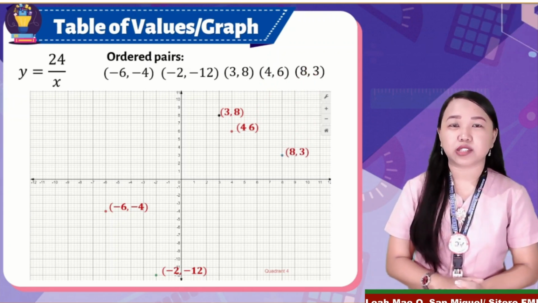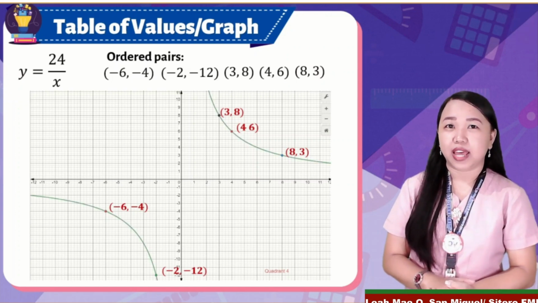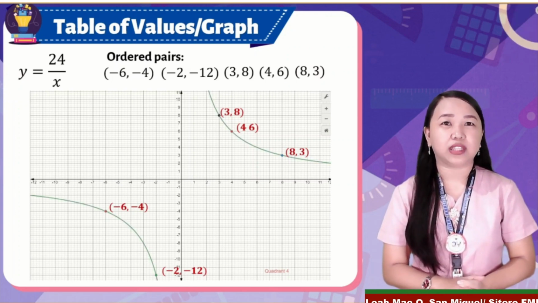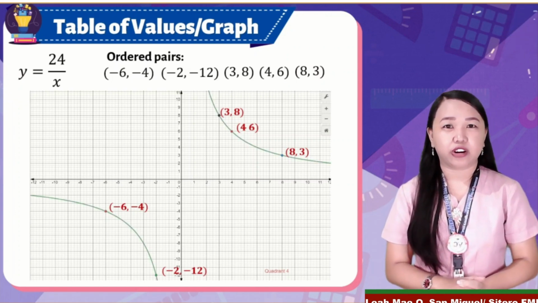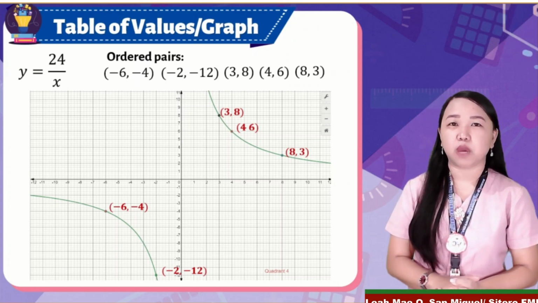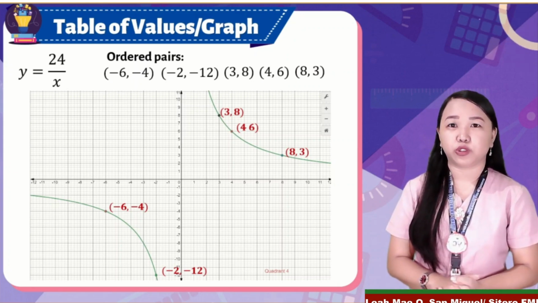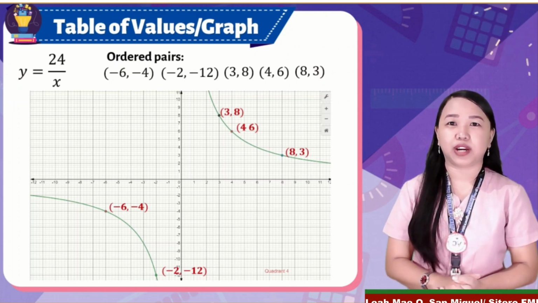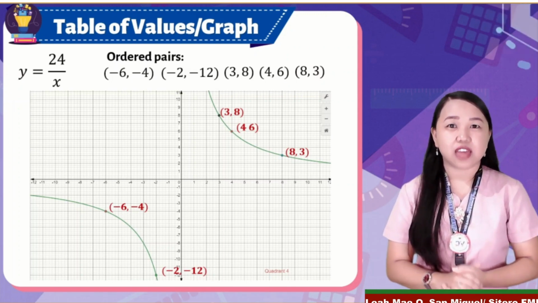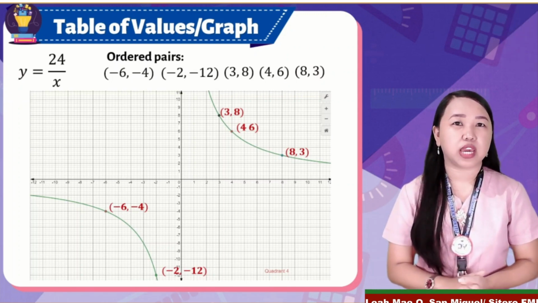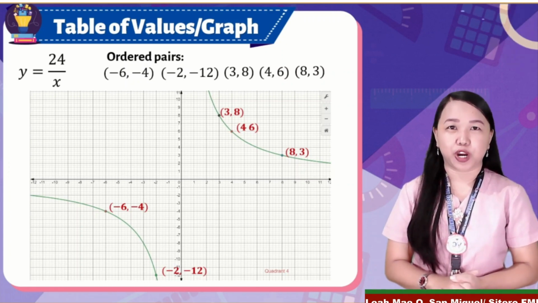Connect the points on quadrant 1 and connect the points on quadrant 3. Here is the graph of the given table of values and the equation y is equal to 24 over x. Again, the graph of an inverse variation is called a hyperbola.